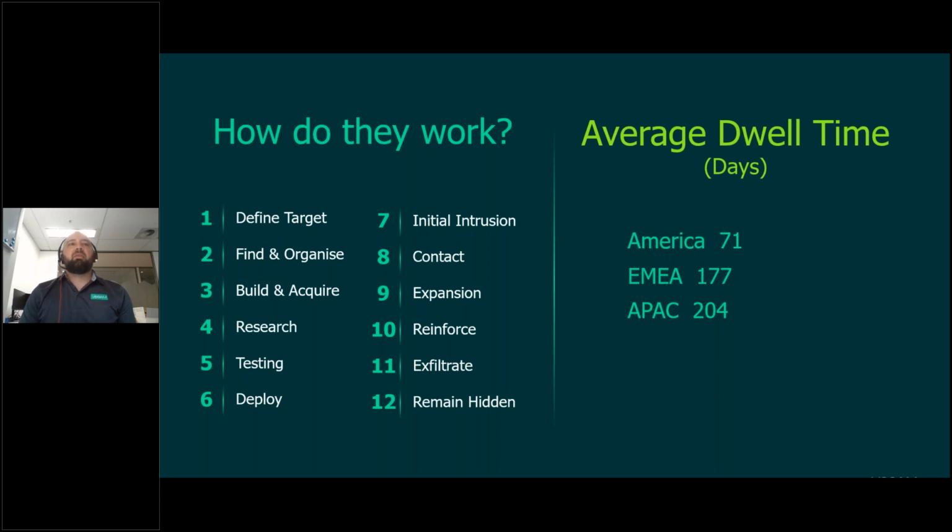But the main thing I wanted to show you on this slide is the average dwell time. So this is quite surprising as well. 200 days average dwell time in APAC. So in our region, it's quite long actually. In Europe, it's about 177, and in the Americas, 71 days.